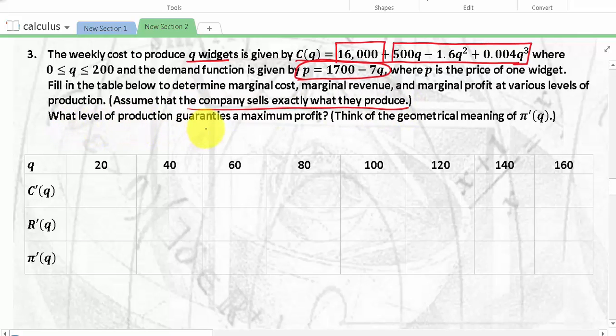What level of production guarantees a maximum profit? Think of the geometrical meaning of pi prime of Q. I'm not sure what that means. We'll see when we get there, okay? So, how do we fill this table? Well, guys, I mean, you know that, right? I want the derivative of C right here, right? And therefore, I'm going to plug this function into my calculator, and I'm going to fill in this derivative value right there, okay? So let's start by plugging in the function.